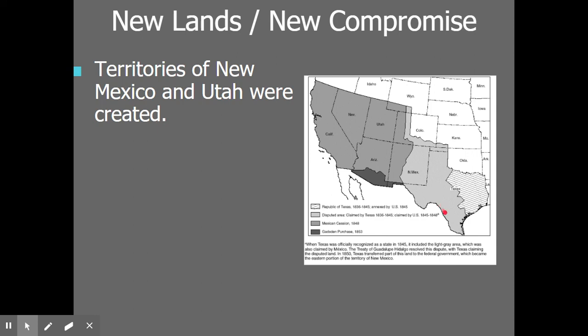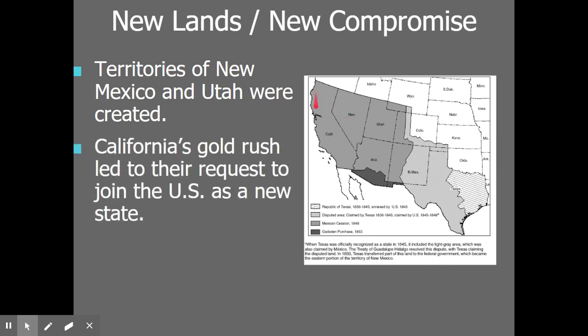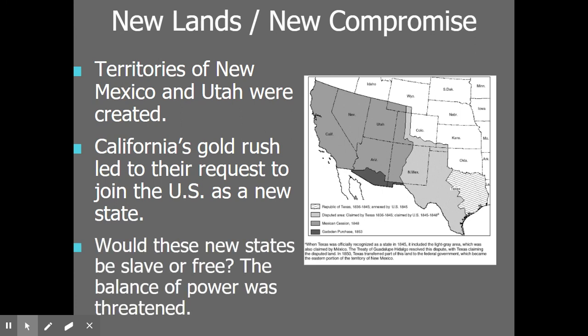So enter New Mexico and Utah. We've got two new territories that have been created. Then we've also got California out here, and they're going through the gold rush. And so they end up requesting to join the United States as a new state, kind of with some help from the gold rush. And so again, now we've got some issues with the balance of power because we're all balanced out with free states and slave states. And now you've got these new territories and the state of California that are requested to join the union. And are they going to be slave states or are they going to be free states?